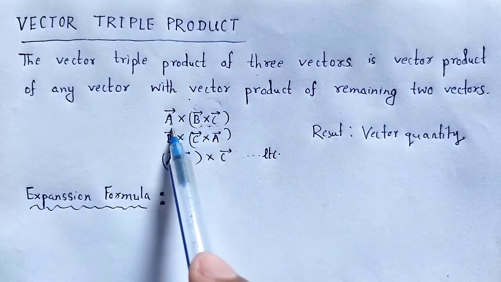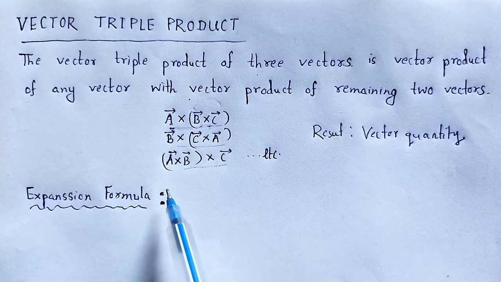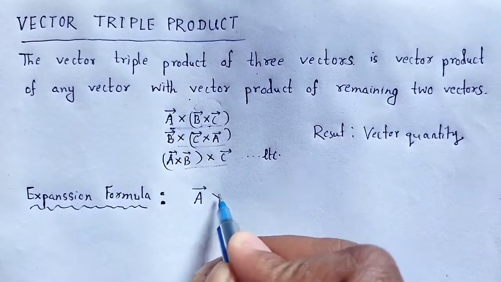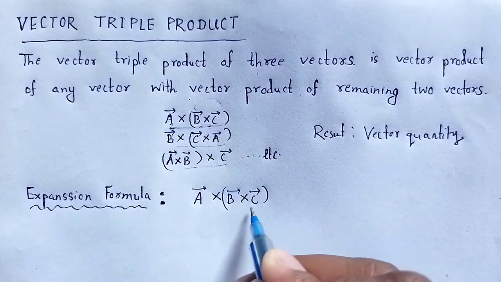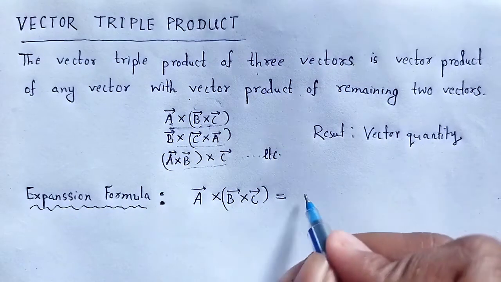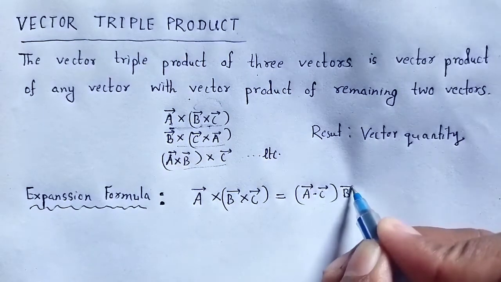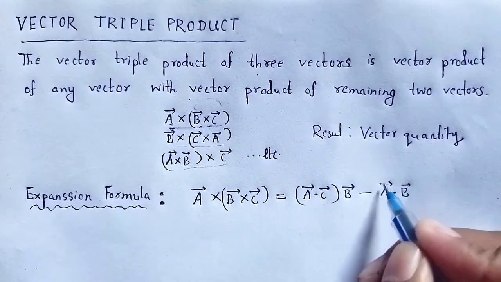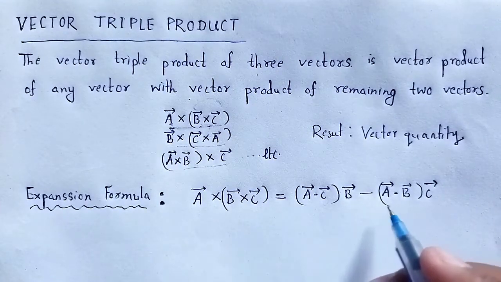How do we expand the vector triple product? For that purpose we introduce the expansion formula. If A cross (B cross C), with B cross C in the bracket, then we expand A cross (B cross C) as (A dot C) B minus (A dot B) C. This is the expansion formula.